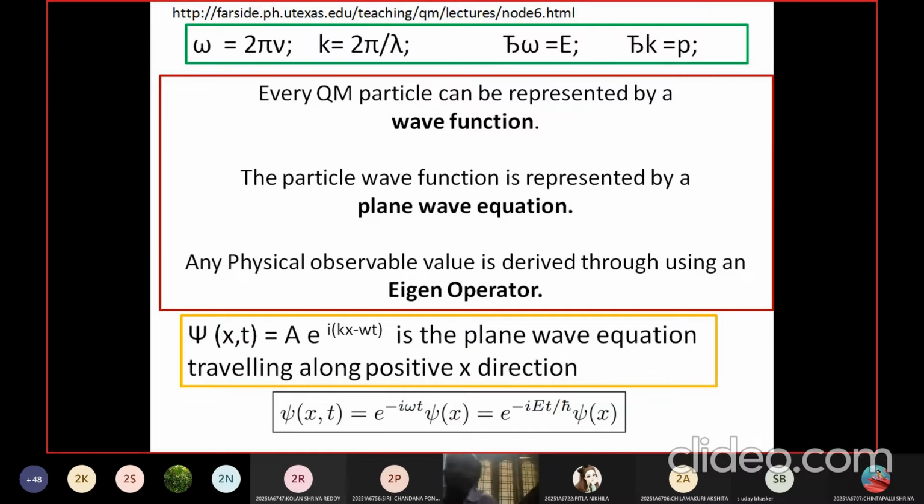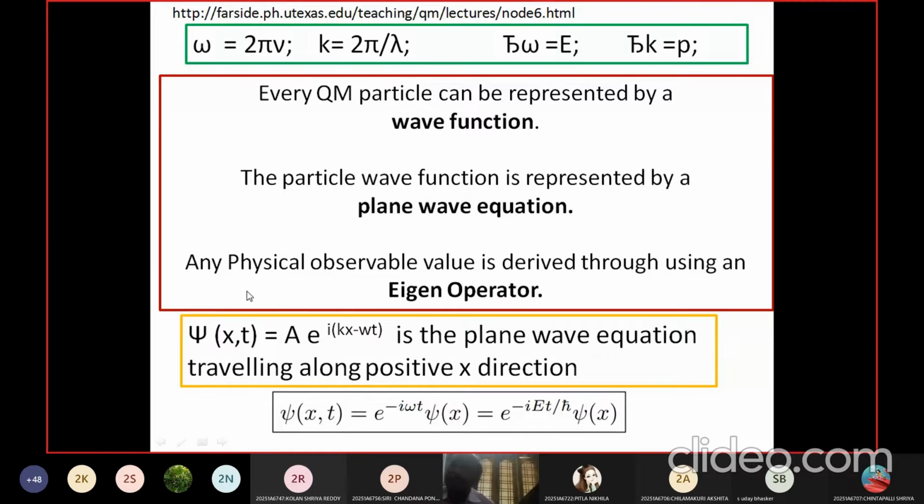With that, we see that the plane wave equation is represented by psi of x comma t. Why x comma t? Because the plane wave may depend upon position as well as time. Please remember, when it is dependent upon position, you are indirectly talking about momentum. When you're talking about time, you're indirectly talking about energy. Because Heisenberg's uncertainty principle makes position and momentum a pair of variables, and energy and time another set of pair variables.